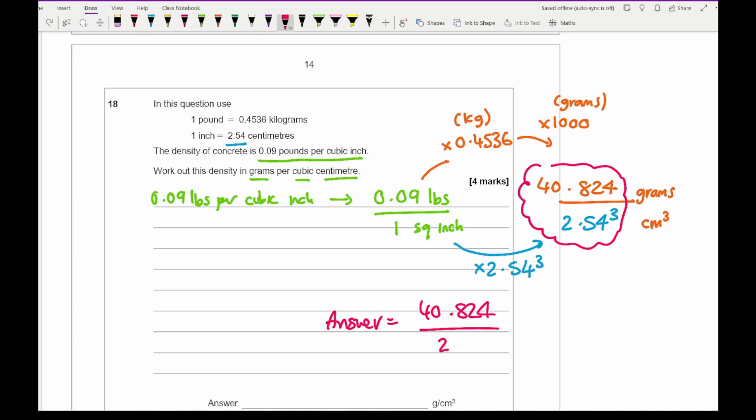40.824 divided by 2.54 cubed. So divided by 2.54 cubed, and that gives me an answer of 2.491233329, and rounding that up gives me 2.49 grams per centimetre cubed, and that's to 2 decimal places.